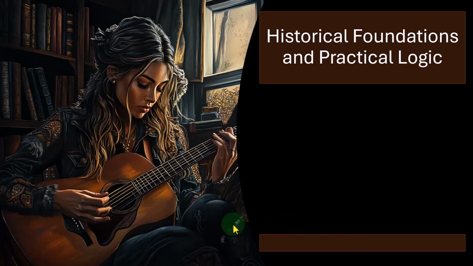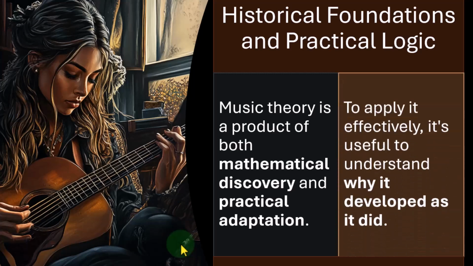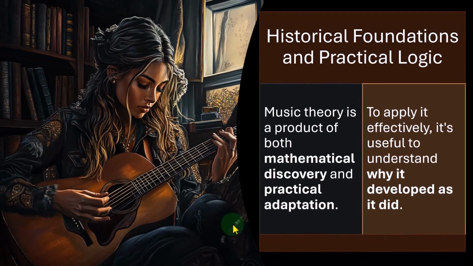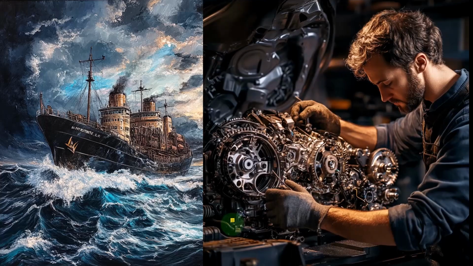All right, the historical foundations and practical logic. Music theory is a product of both mathematical discovery and practical adoption. So to apply it effectively, it's useful to understand why it developed as it did. That is our objective. I'm going to use an analogy here. It's not going to be a perfect analogy, but it gets the idea, the mindset that we want in our mind. So we're the modern engineer over here.